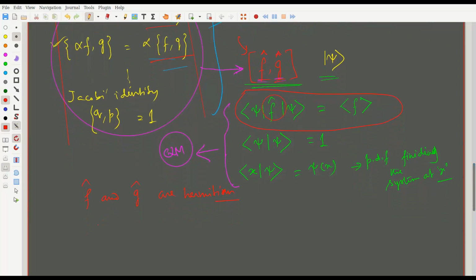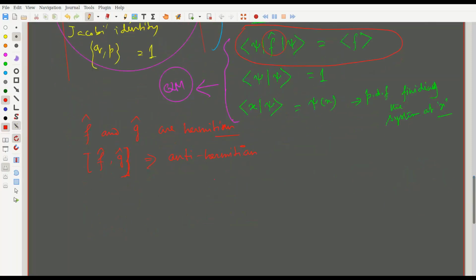All right, that means f commutator g, let me write, this is anti-Hermitian. Right? So fg minus gf, if you do the dagger, you will find that it is just minus of that thing. So this is anti-Hermitian. So if you write this thing as a, then a dagger will be minus a.